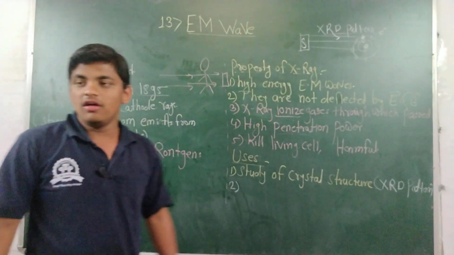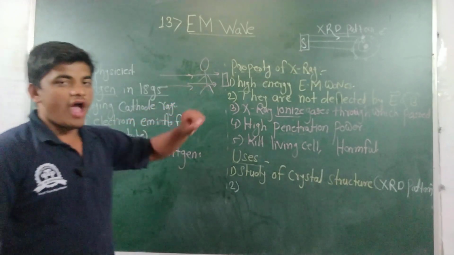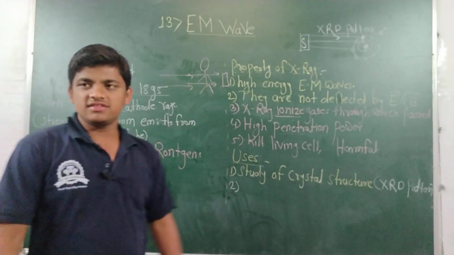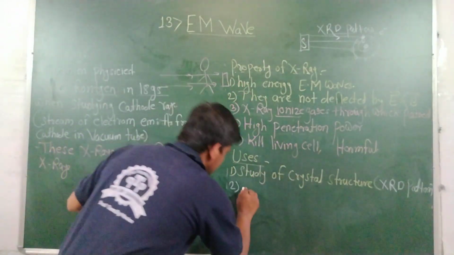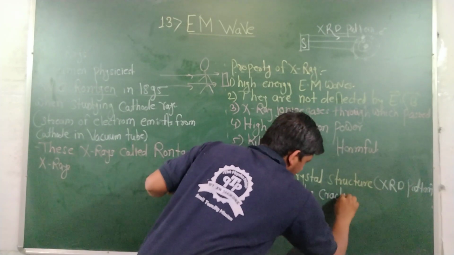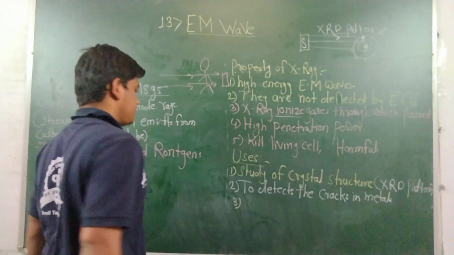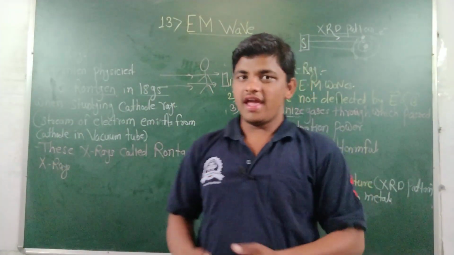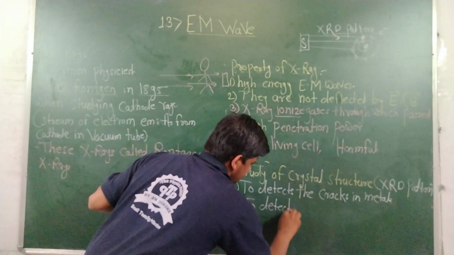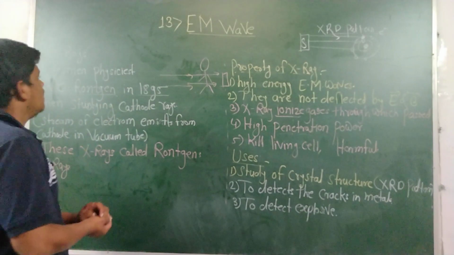The second use of the X-ray is to identify a fracture in a bone. The third use is to detect the cracks in metal. This is another use of the X-rays. And the fourth use is to detect explosives. These are the uses, properties, and information about the X-rays.